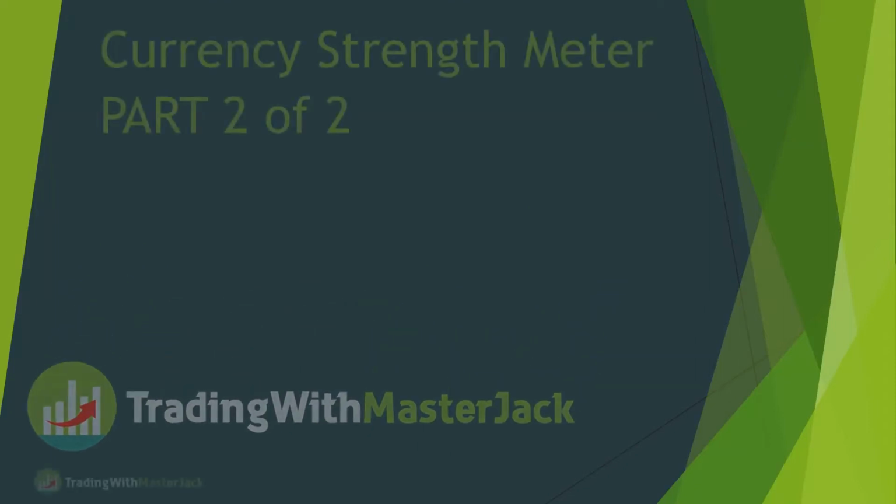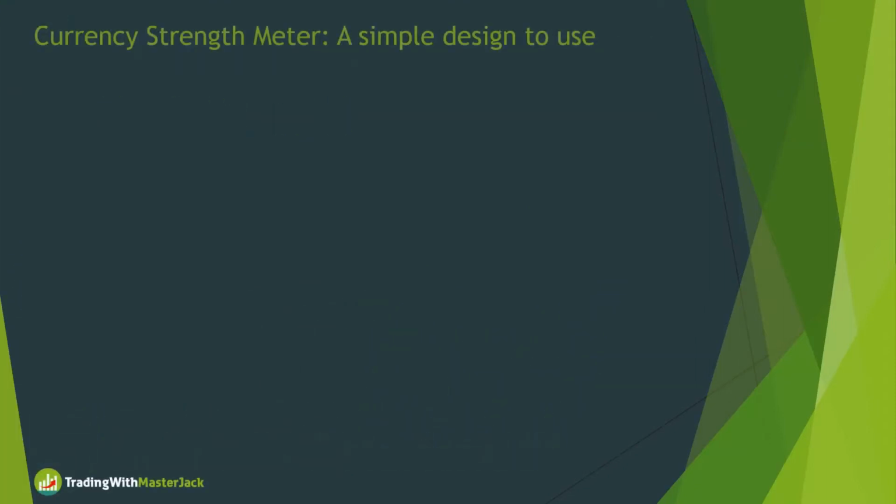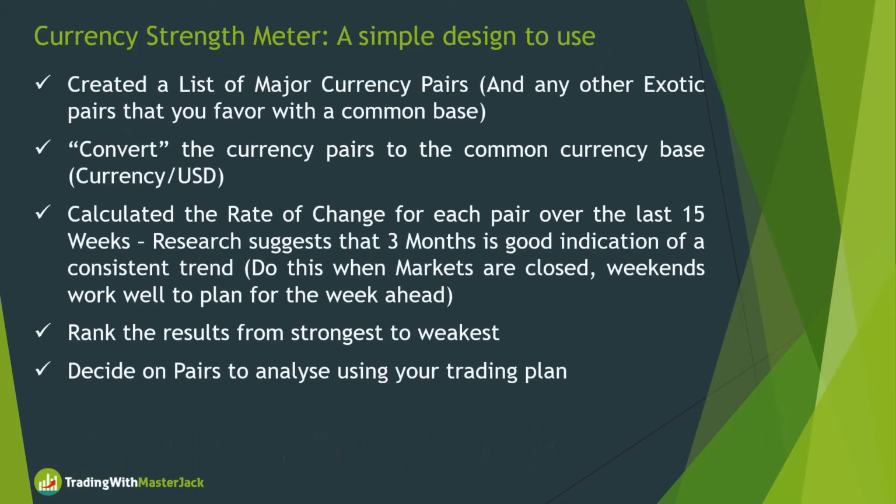In this video we're going to be dealing with the currency strength meter part 2 of 2. Now just a quick recap. From the first video you'll recall our simple design that we used for our currency strength meter. We created a list of major currency pairs and we converted the currency pairs to the common currency base, which was the US dollar, those that were not, and then we calculated the rate of change for each pair over the last 15 weeks. And then we ranked the results from strongest to weakest, and then lastly we decided on pairs to analyze using your trading plan.